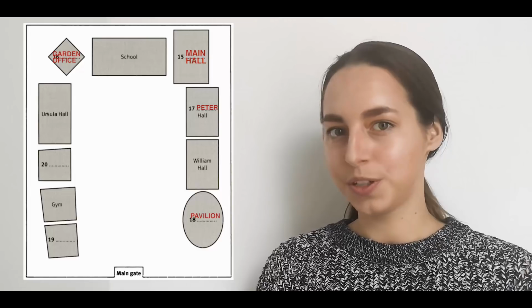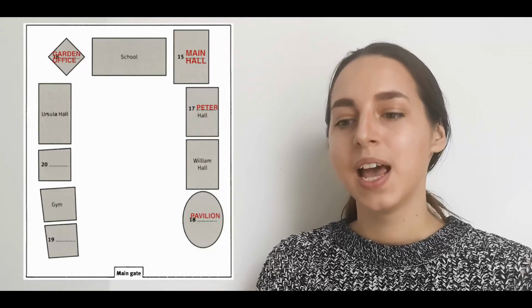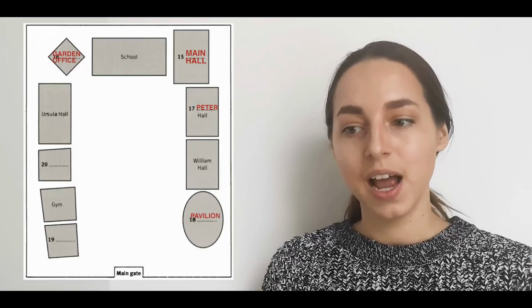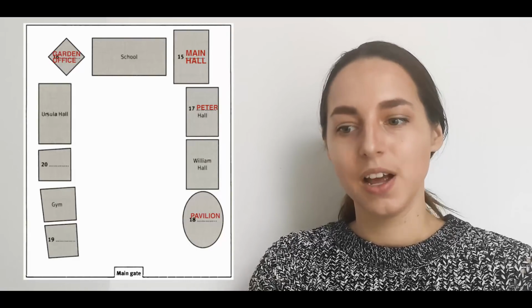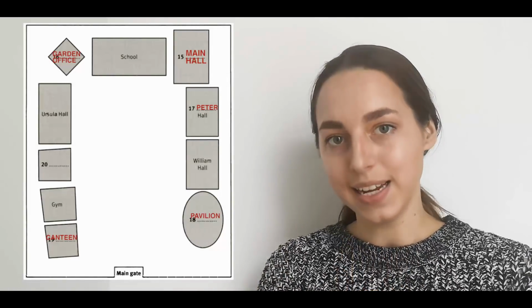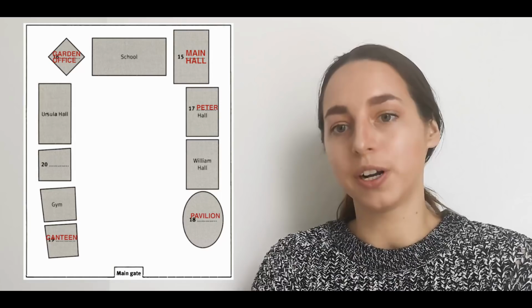And then they jump to describing the buildings on the left, where she says the one closest to us here at the gate is the canteen, right? They're standing at the gate. So the one closest, number 19, is the canteen. This is the correct answer.